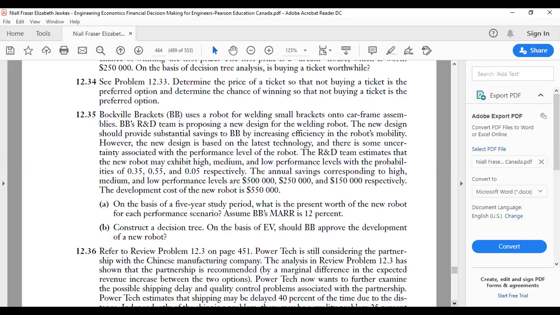So you're going to start by finding the present worth of each of the different performances.